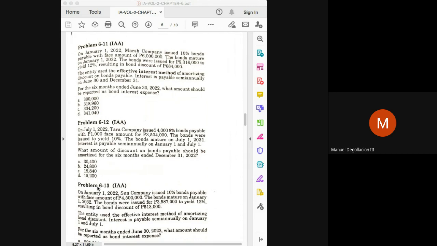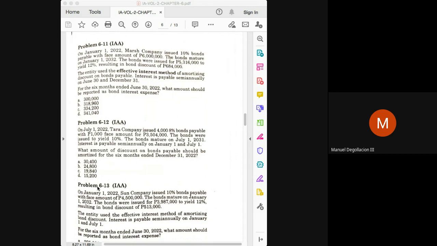Okay, it's not directly given but can easily be computed. The face value is 4 million. It was issued at 3,504,000. That means we have an initial discount of 496,000. Okay, so 496,000 minus 15,200. The remaining or the unamortized discount as of December 31, 2022 would be 480,800.